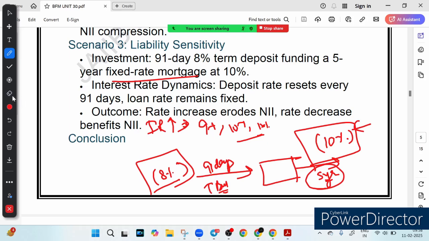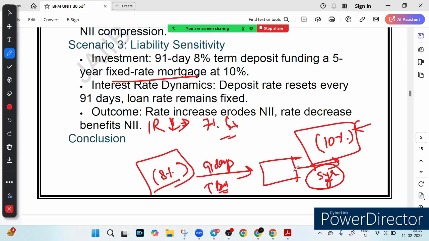Now suppose instead of interest rate increasing, interest rate decreases. What will happen? Now the deposit will renew at a lower rate. Instead of 8%, it will renew at 7% or 6%. So while the home loan still earns 10%, this means higher profit. But the bank can't rely on this luck forever, right?